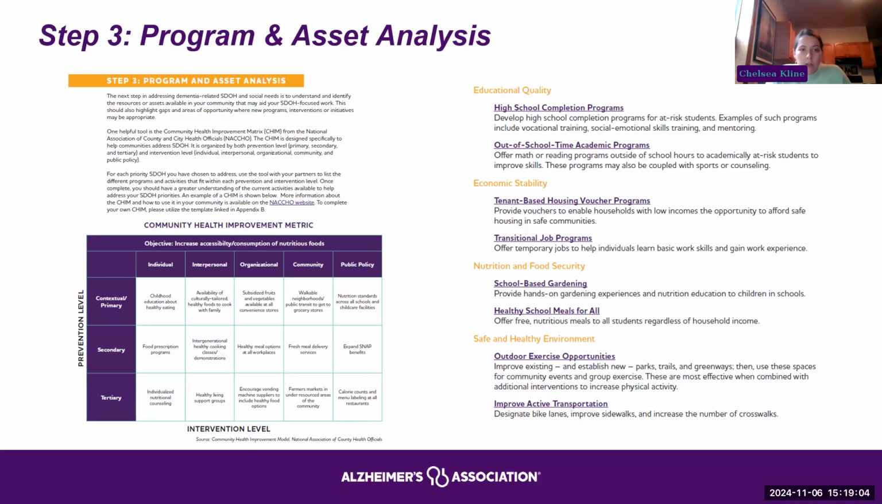One tool that we found to be super helpful is NACCHO's Community Health Improvement Matrix. So this matrix, which you can see in the box below on the left, allows you to map out the different programs and assets in your community by prevention level as well as intervention level. So this really helps you get a comprehensive view of what are those different programs in the community, as well as where are those gaps and where could new interventions help to address that SDOH. Along with this, we also provided some different evidence-based interventions and programs that help address the various dementia-related SDOH that we pulled from the CDC's community guide, as well as Healthy People 2030, just to provide some examples and get your wheels turning about what could be implemented in your own community.